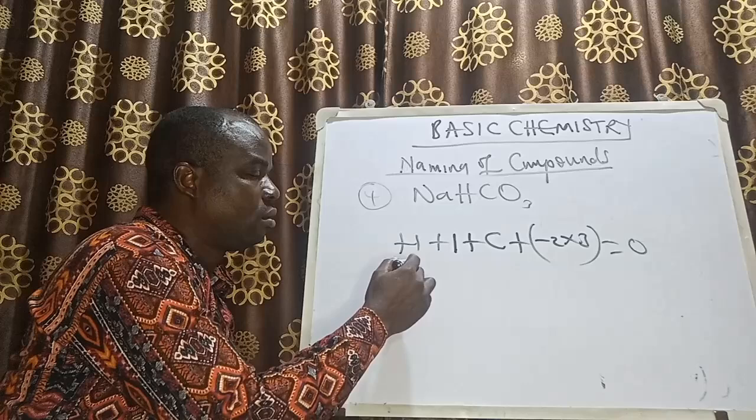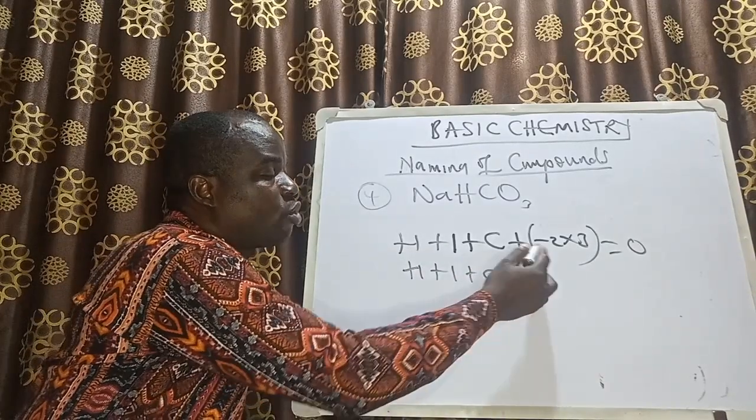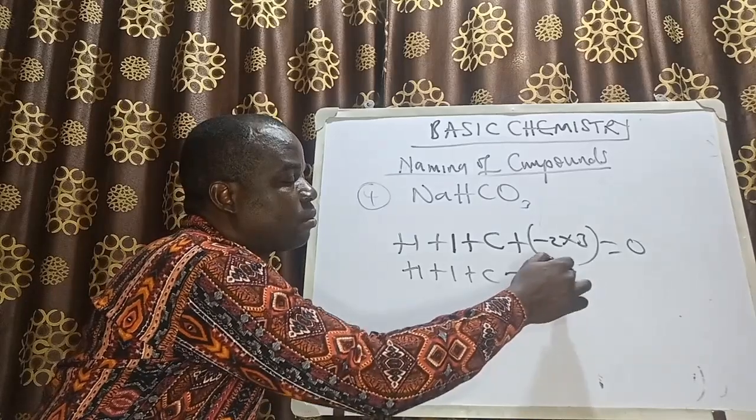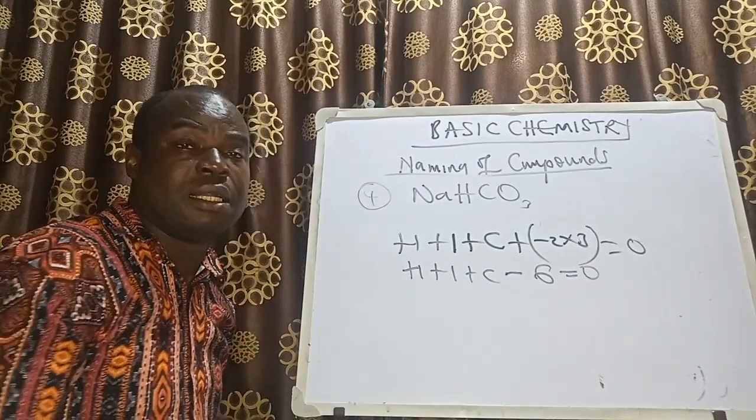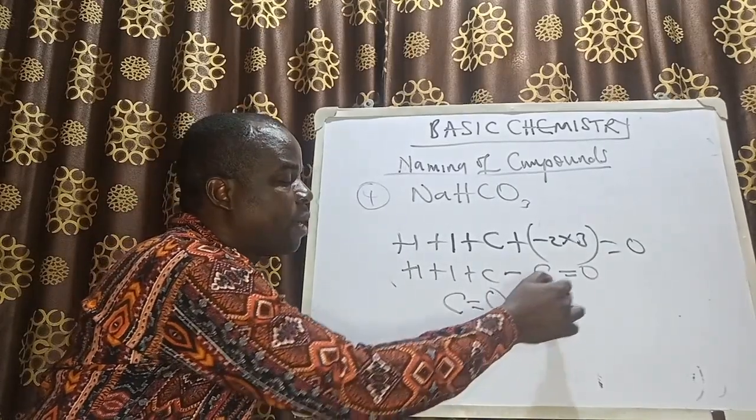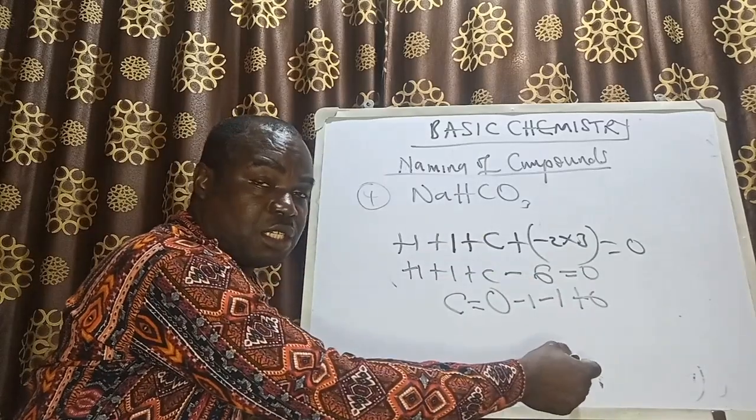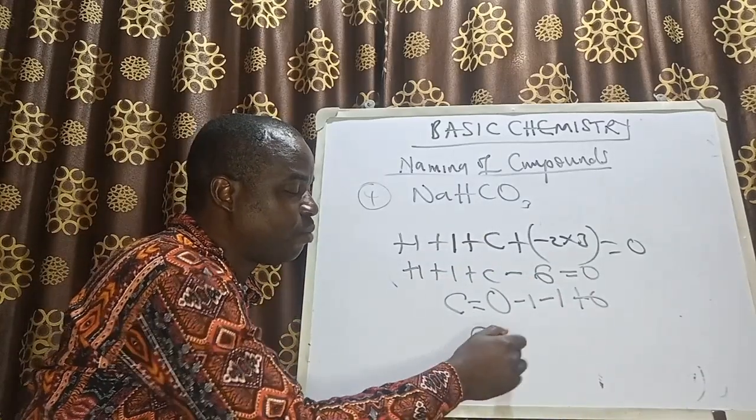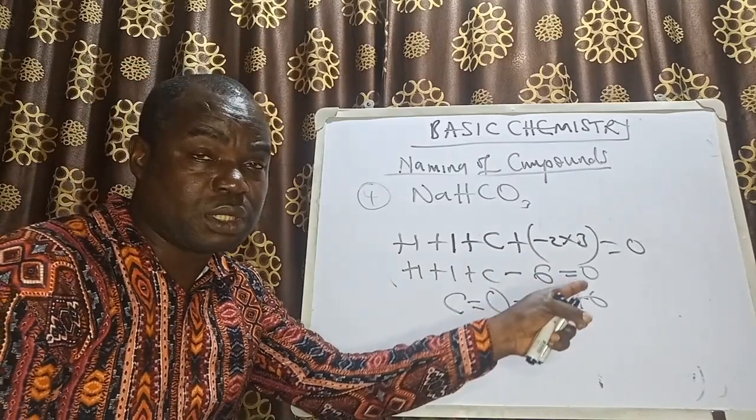So we have 1 plus 1 plus C, plus minus is -2 times 3, 6. We now make C the subject of the formula. Now we have C will be 0 minus 1 plus 6. That is, all these ones, bring them over here, the signs will change. So C will now be 0 minus 1 plus 6 is 4.